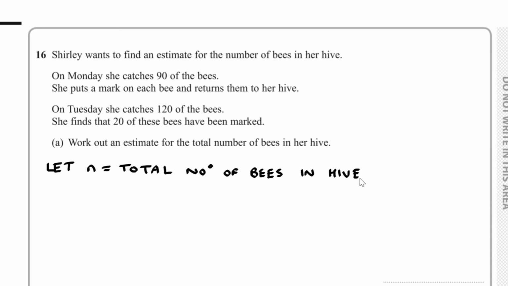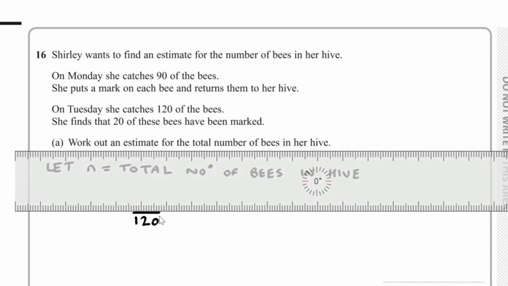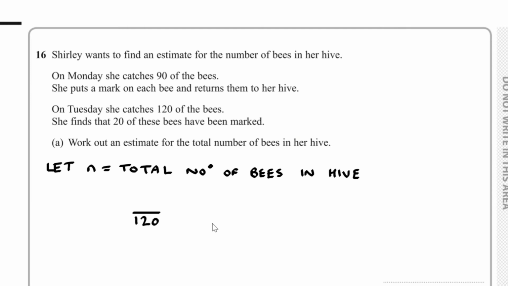Well, if we let n equal the total number of bees in her hive, let's think about what's happening on Tuesday. We've got 120 bees, and of those 120 that she catches, 20 of them have a mark. And the result over here will be in proportion with the total number of bees we have, n.